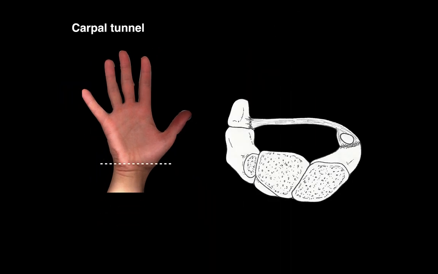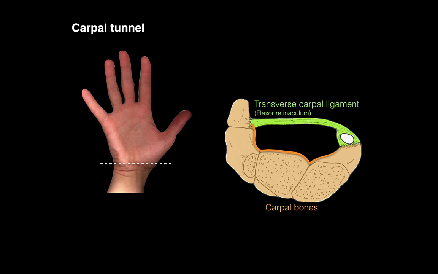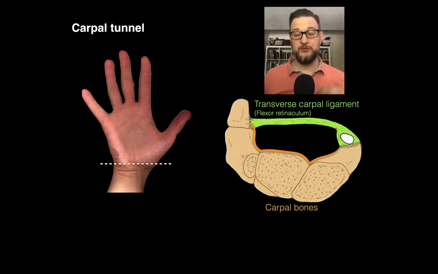All these carpal bones form a concave surface. The concave surface of these carpal bones has a top or roof called the transverse carpal ligament, transversely going across from one side to the other. It's also called the flexor retinaculum, and it's made of dense, regular collagenous connective tissue, extremely tough, almost as tough as bone. The transverse carpal ligament and the carpal bones form a carpal tunnel.